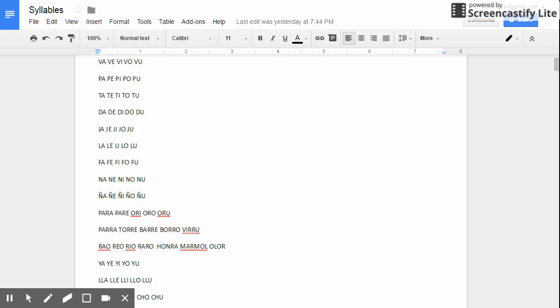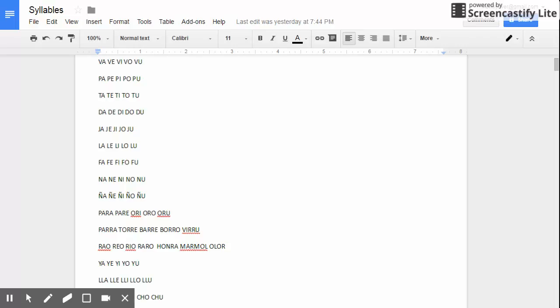Now the other sound is basically represented by two R's, so the next row should be pronounced as parra, torre, barre, borro, birro. I know this is quite difficult, and I'm here to try to help you. I'm going to explain how we make these sounds. It's very similar to the other one. If you know how to make the ra sound, the position is the same. You touch again with the tip of your tongue just above your upper teeth. You just touch it and then you blow.